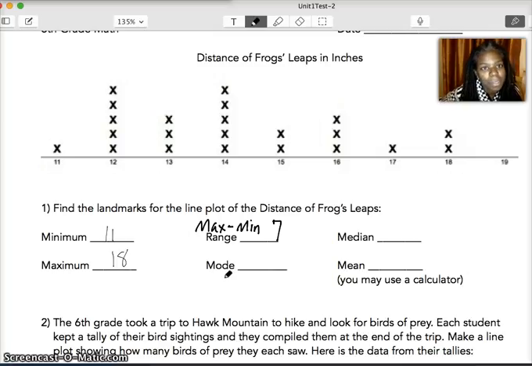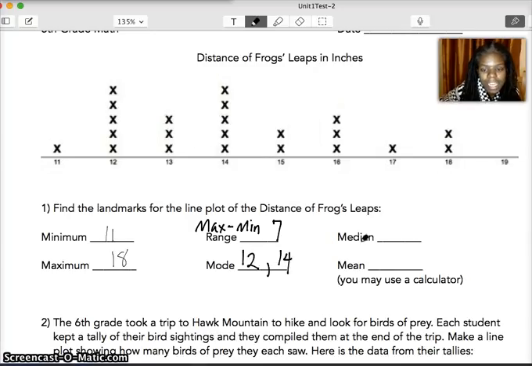Our mode is the number that appears most. And when we see that the data point 12 appears 5 times and the data point 14 appears 5 times, we realize that we have 2 modes, so it's bimodal, and so our modes will be listed as 12 and 14.